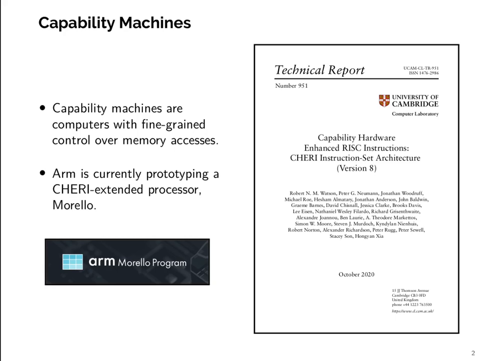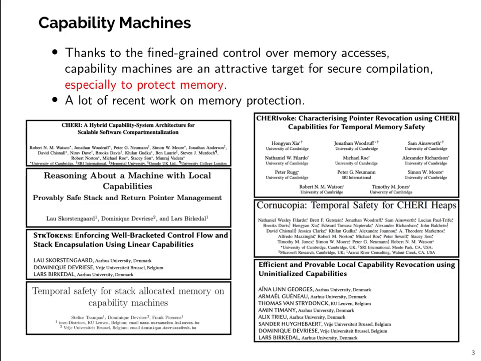So capability machines are a kind of computers with fine-grained control over memory accesses. And one such kind of capability machines is the CHERI machine from Cambridge University. Beyond being a product of research, capability machines are becoming a real reality with ARM developing a prototype of a CHERI extended CPU called Morello. And thanks to the fine-grained control over memory provided by those capability machines, they are making a very attractive target for secure compilation.